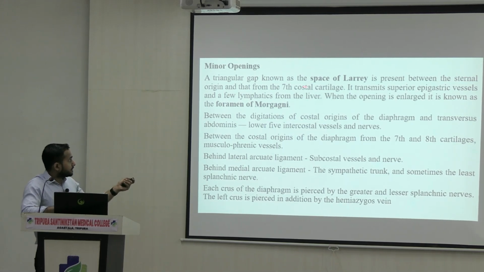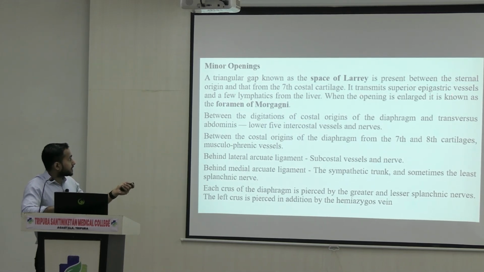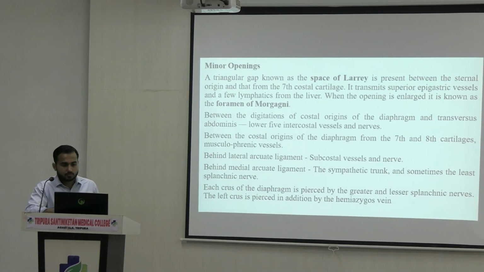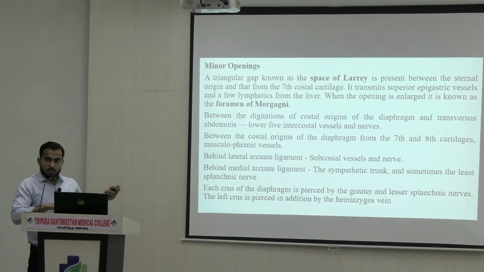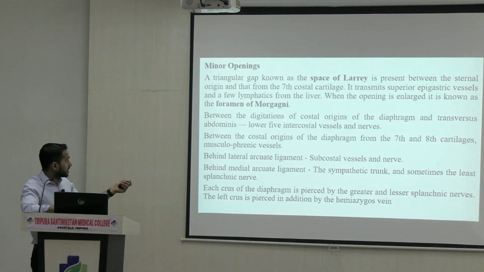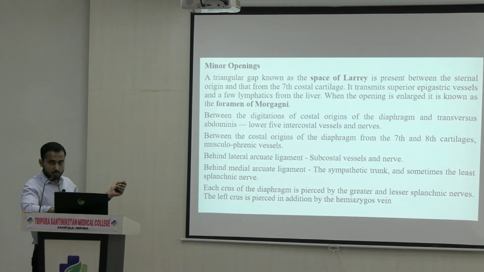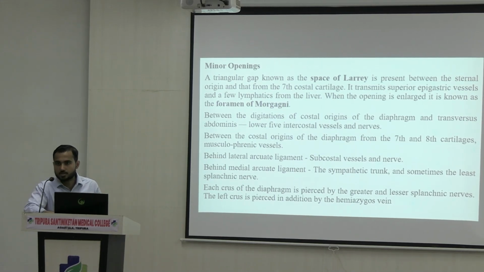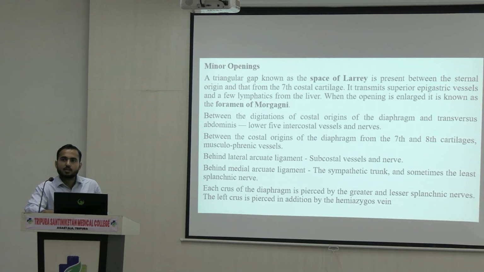Now from this particular space, it transmits the superior epigastric vessels and a few lymphatics from the liver. Next, this is anteriorly mainly. Then if you go laterally, you can see between the digitations of the costal origin of the diaphragm and the transversus abdominis a space, and from that space the lower 5 intercostal nerves and vessels are going downwards.